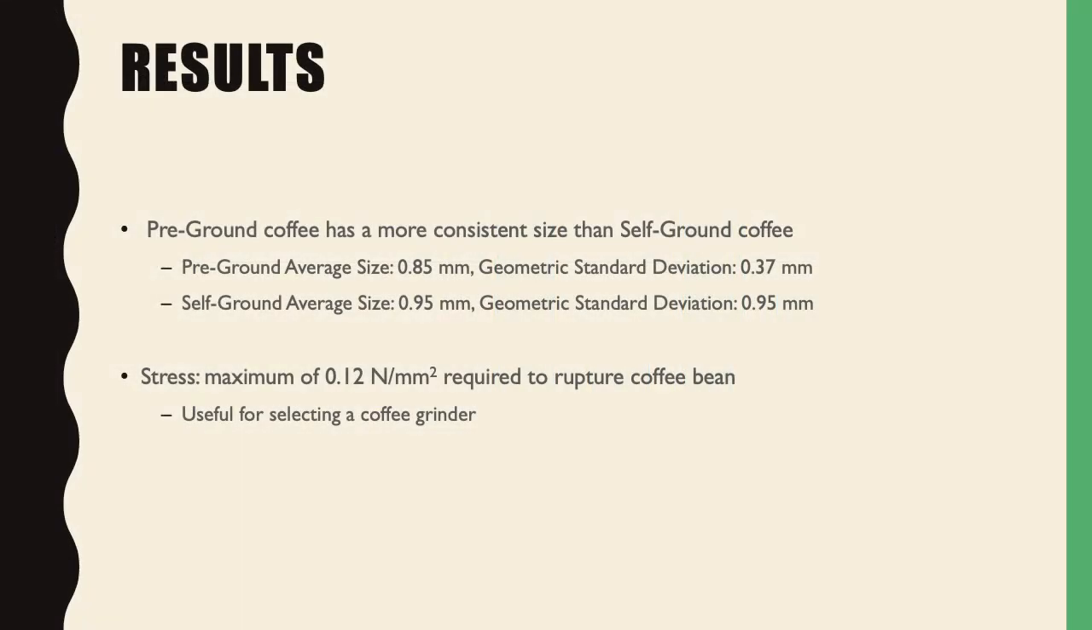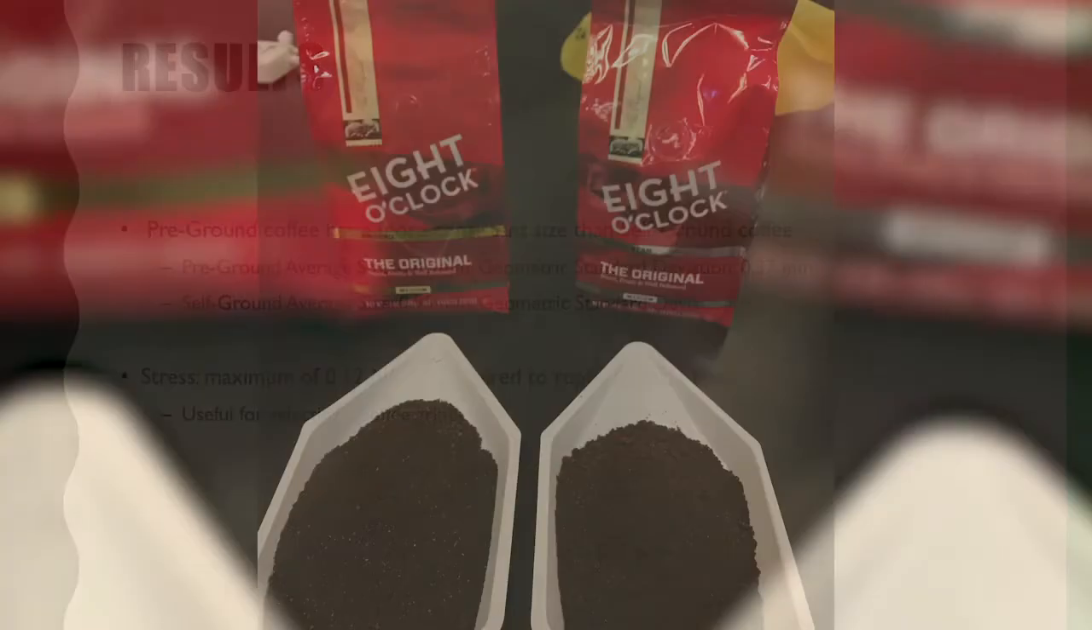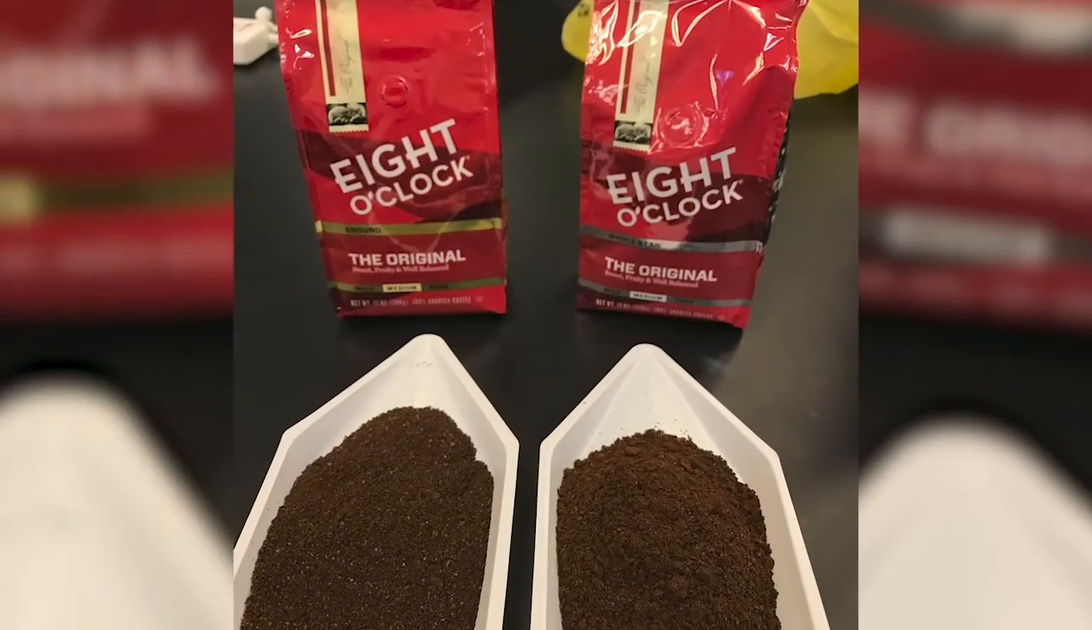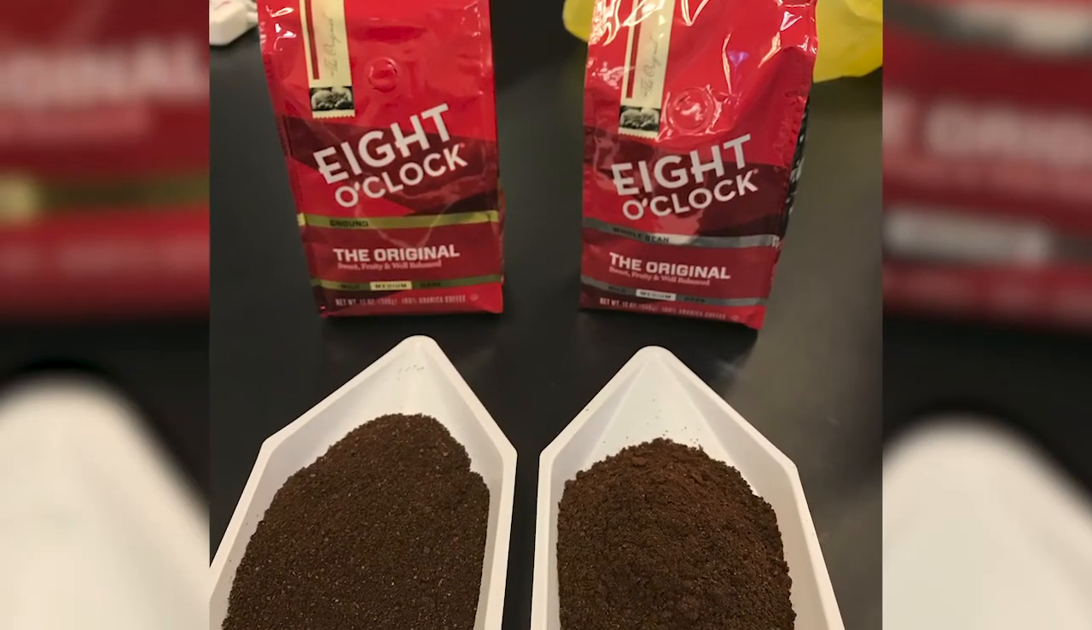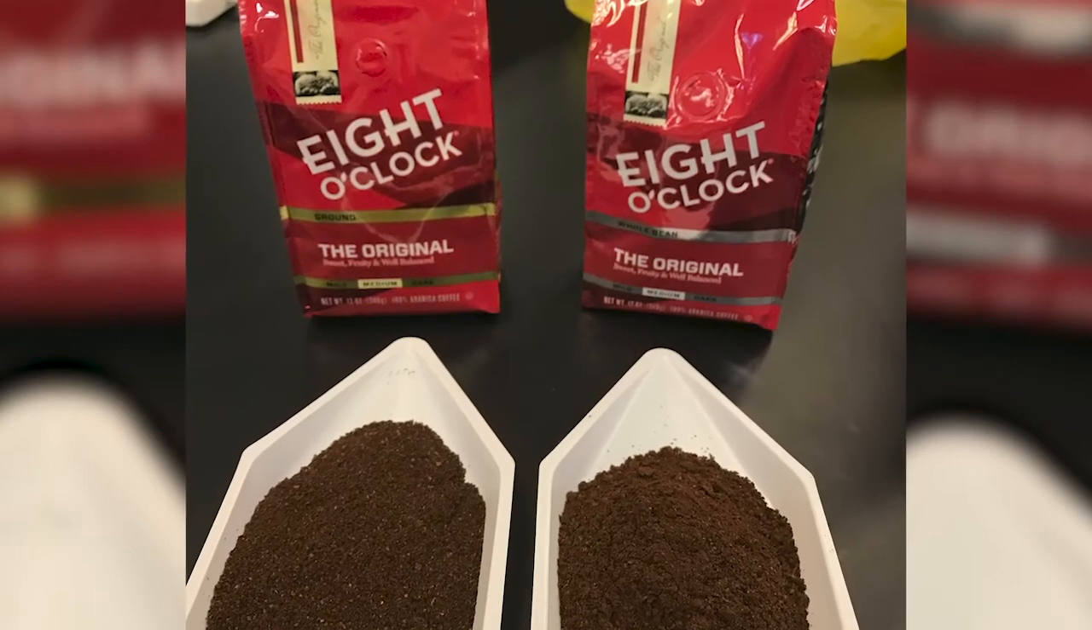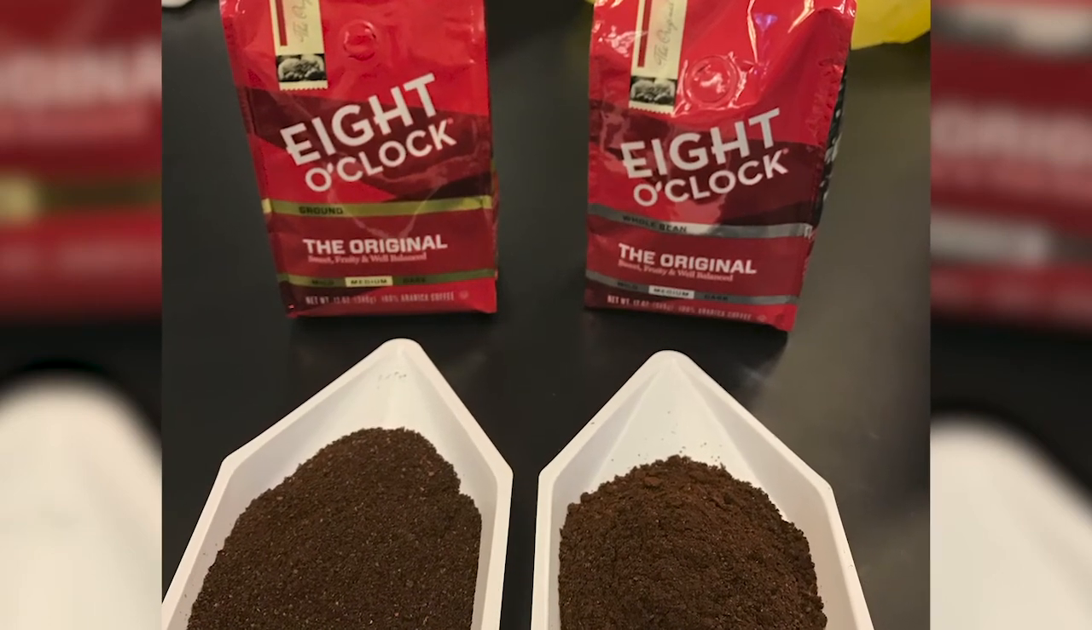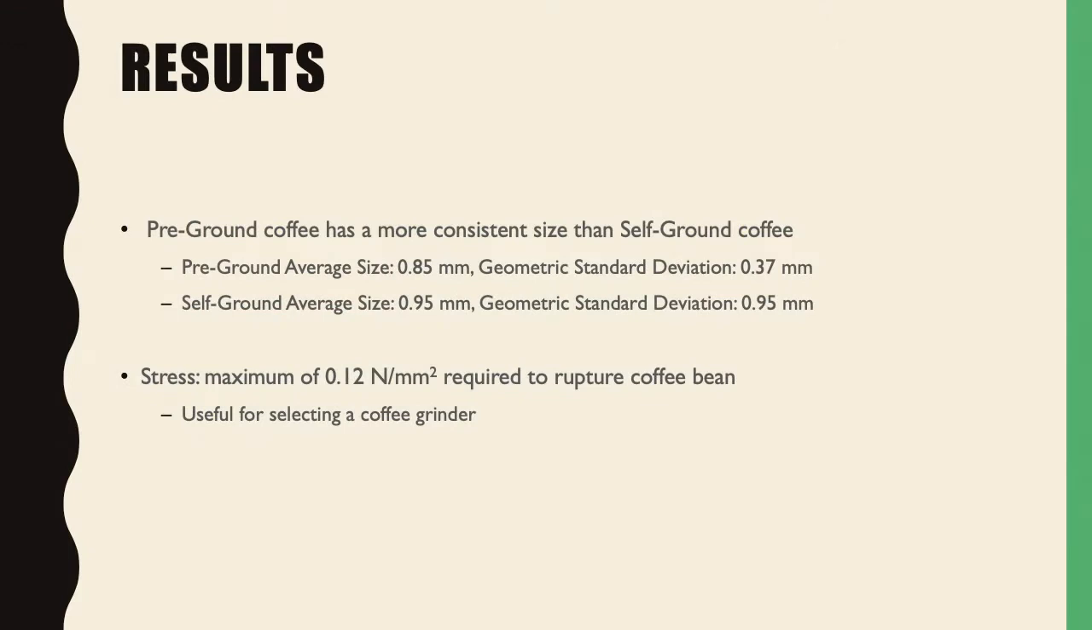Because the pre-ground coffee has a more consistent particle size, the coffee will result in a better flavor. This is because the smaller the particle size is, the larger the surface area will be per unit of coffee, and thus will increase the overall surface area of the grounds coming into contact with the water. In an attempt to have a self-ground coffee that has a more consistent flavor, one could invest in a higher quality coffee bean grinder or grind their coffee for a longer period of time.